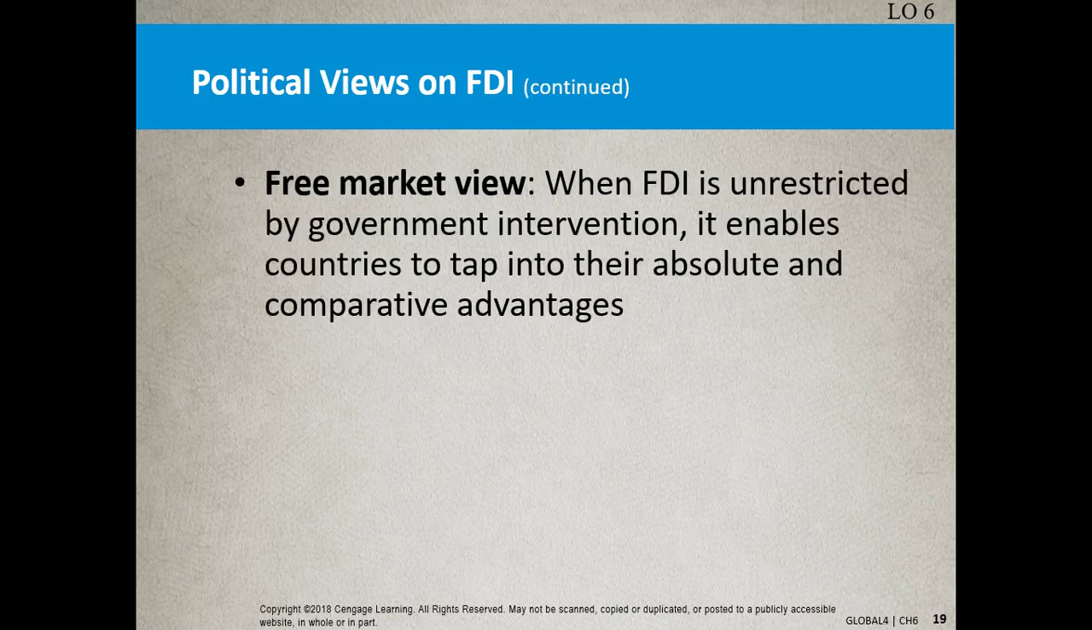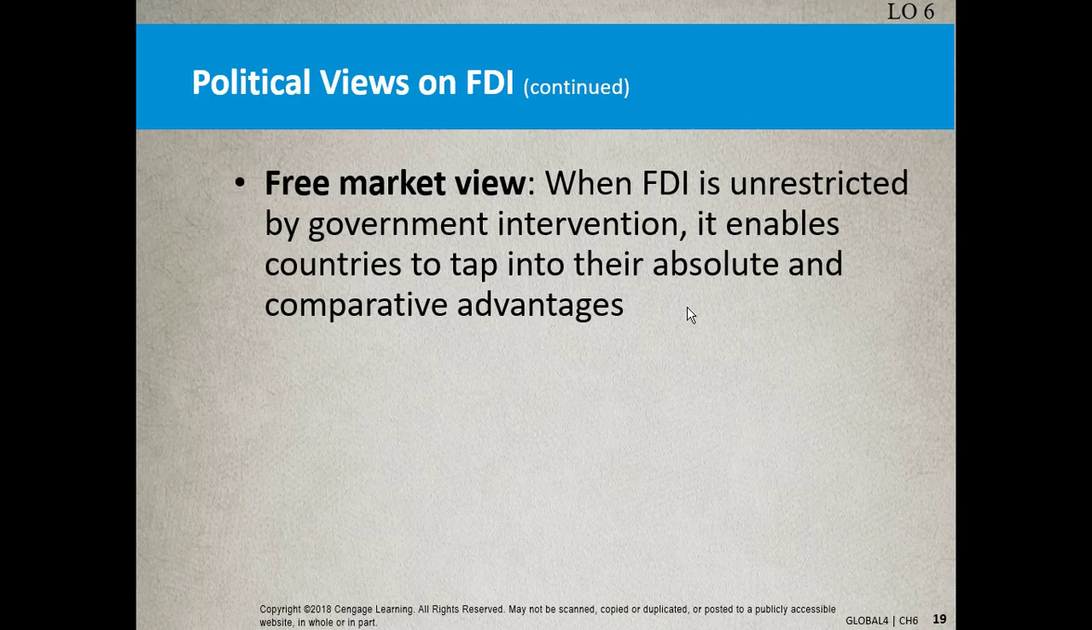The political views, number 2. There's the free market view. When FDI is unrestricted by government intervention, it enables countries to tap into their absolute and comparative advantage. I always, right away, when I read that, think about the usual suspects. I talked about them before. Let's see if you can remember them. These are the most open economies on the planet, right? These are the economies that have basically the same rules for foreign enterprises coming into their market as for their own enterprises. We call that the Economic Freedom Index.